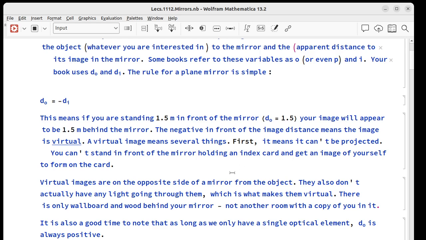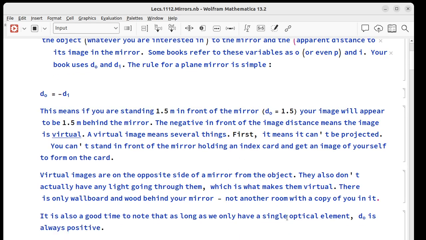As long as we only have one optical element, we also should mention DO will always be positive. The object distance will always be positive if there's just a single optical element.